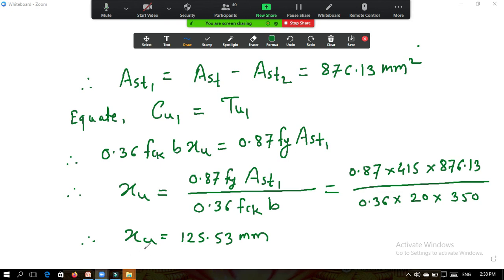Still we are getting the same thing. Here the XU is less than XU max. So your section is an under enforced section. Okay, so now we will calculate MU.